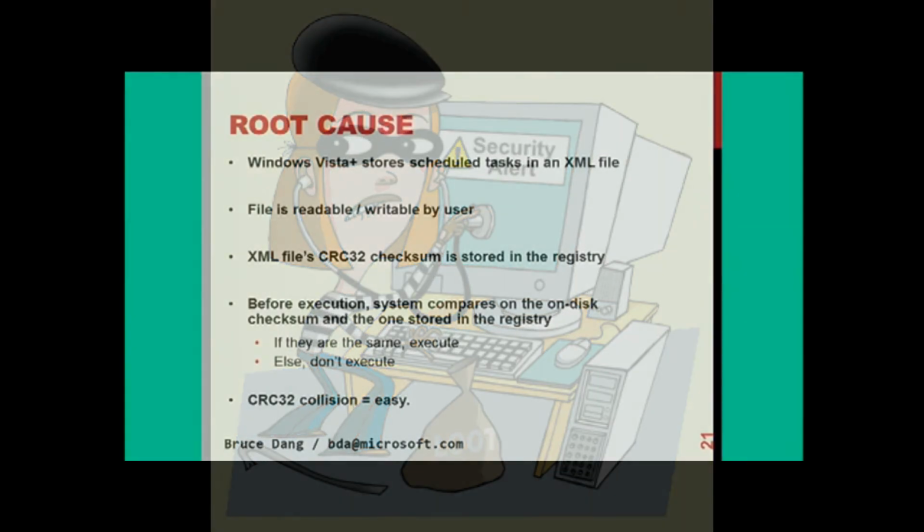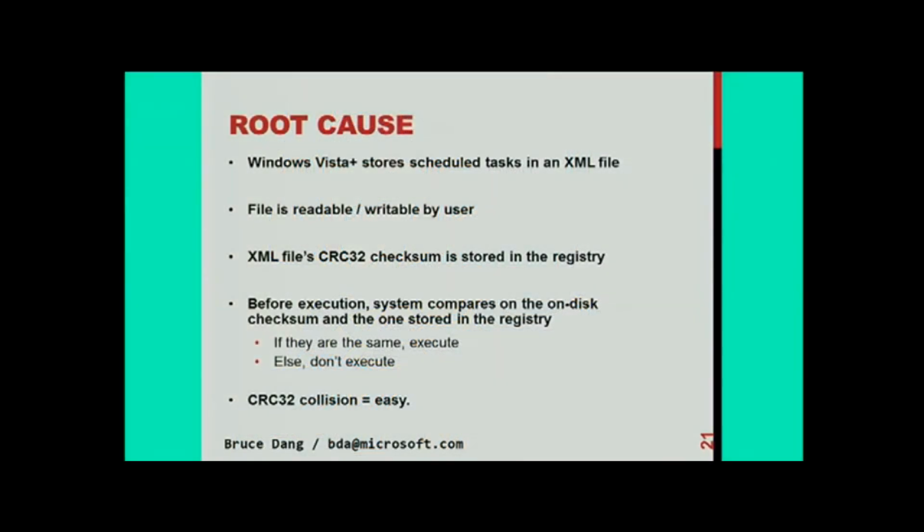On Windows Vista and higher, when you create a scheduled task, it actually stores all the information about the task in an XML file. And the XML file contains which user the task is supposed to be executed as. So usually it's by you, right? And the task scheduler will checksum this XML file, save the checksum in the registry somewhere, and then before it executes, it hashes the file again. It checks to see if that is the same or not. Because when you create a task, the file is actually readable and writable.